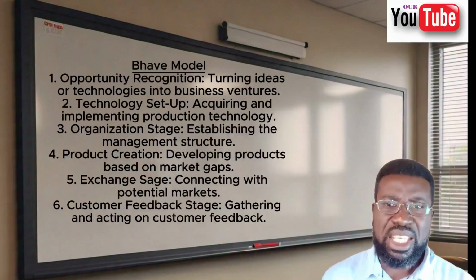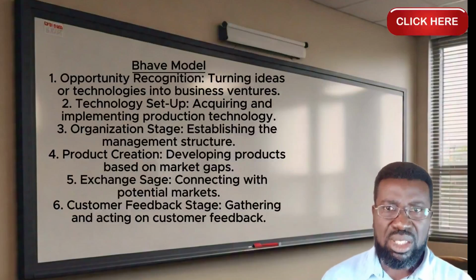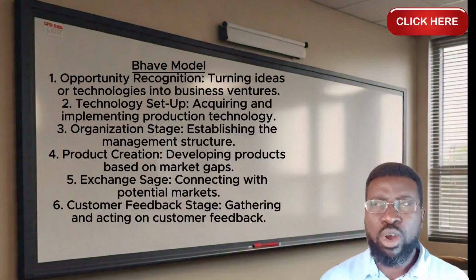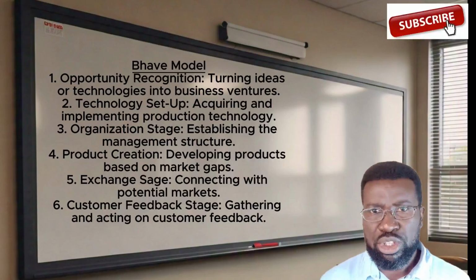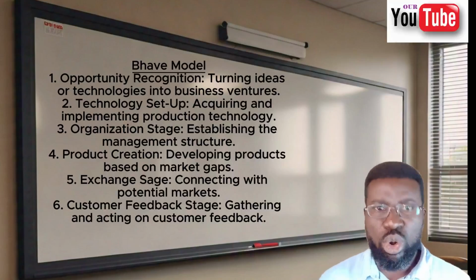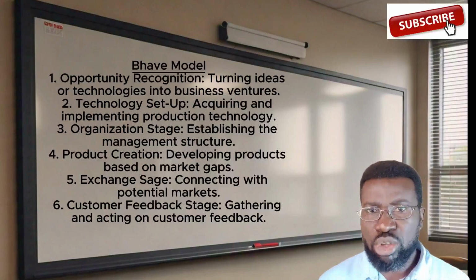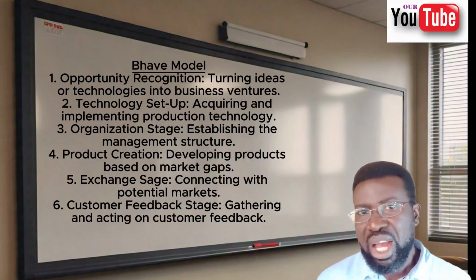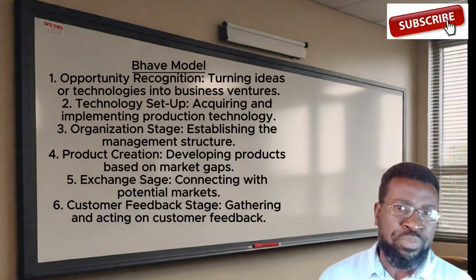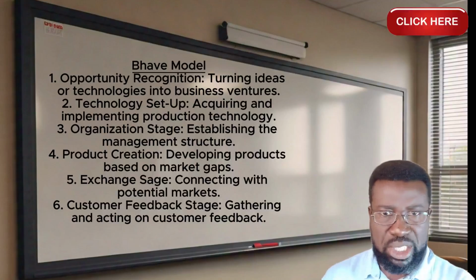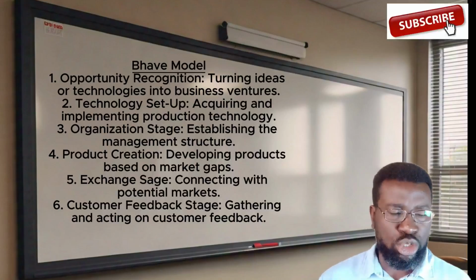Beehive model is a six-step stage model. The first part is the opportunity recognition stage, which is turning ideas or technology into a business venture. Number two is technology setup, which simply means acquiring and implementing production technology. And number three is organizational stage. At this point, you will start to establish and manage your organizational structure.